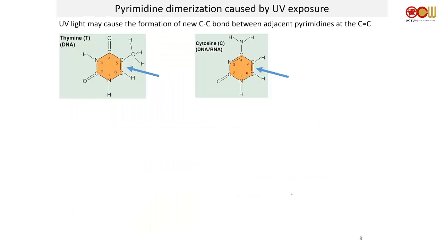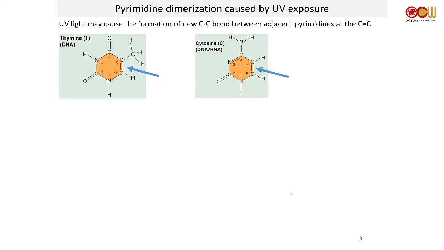Because it has these double bonds and double bond pi electrons, they are easier to excite, kind of, maybe. You know from commercials that excessive UV light will cause damage to your skin. That's why you have to wear sunblock. This is the reason: UV light will cause formation of a new carbon-carbon bond between adjacent pyrimidines at the C-C double bond. What does that mean? This is the bond that I'm talking about, the C-C double bond.